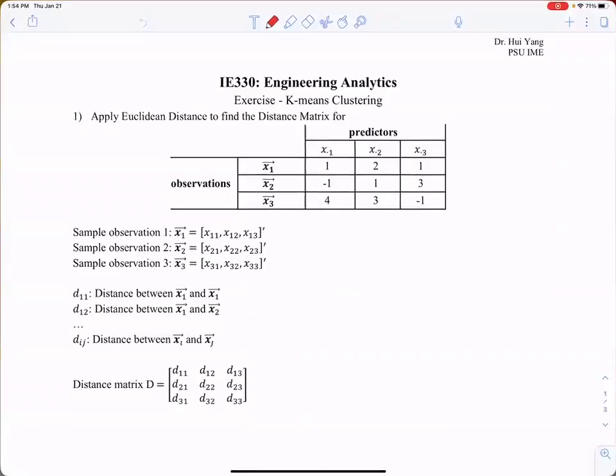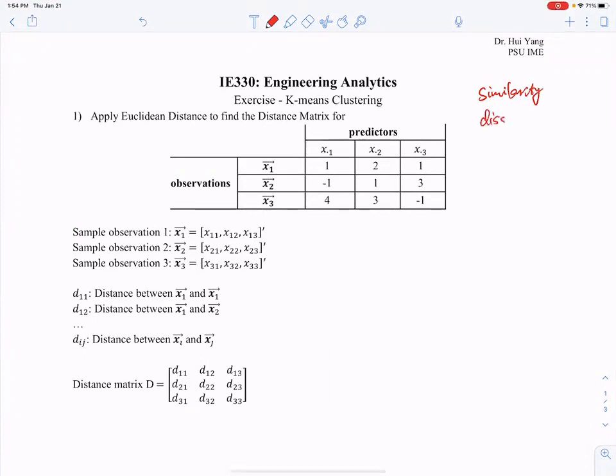Hello, everyone. In this lecture, we are going to look at the distance matrix computation. Three different ways to do the similarity. We talked about we need similarity or dissimilarity measures. So here we are going to calculate the Euclidean distance. That is the L2 norm.